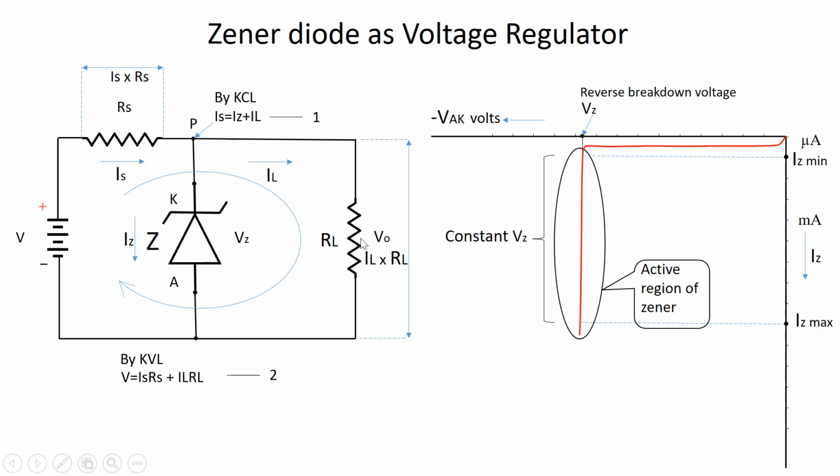As this load resistance is directly connected across this Zener diode, the Vz, the Zener voltage, is always equal to the output voltage V0. That you should clearly mention in your notes.